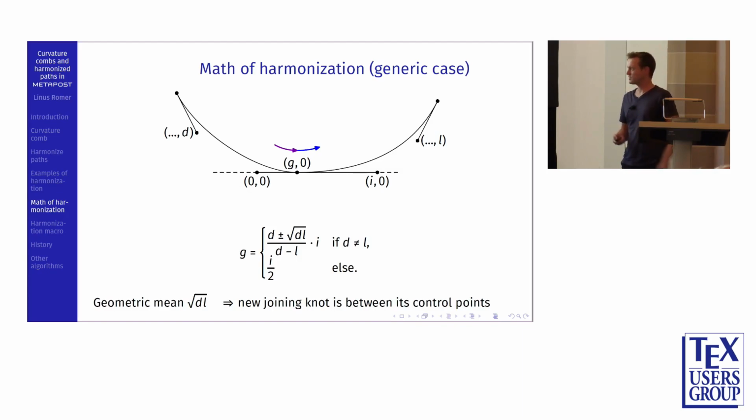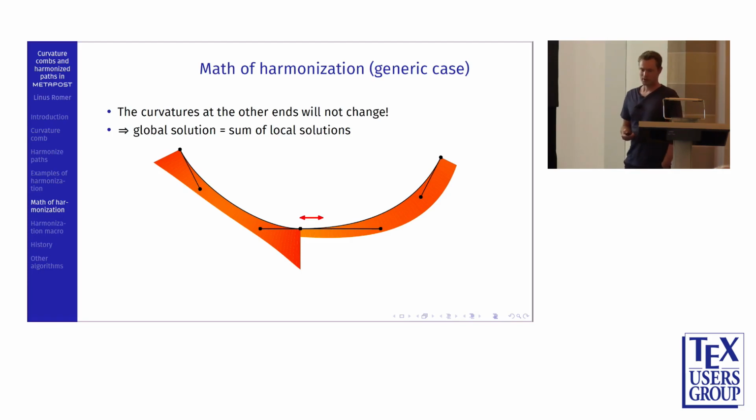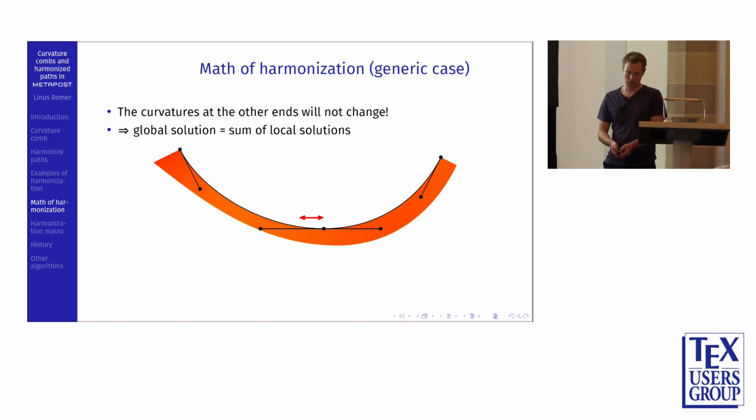And the nice thing is that the square root of D times L is the geometric mean, so this makes sure that the solution is always in between these control points, so you don't get strange things out of it. Another nice property is that the curvature at the other ends, not the joining ends, will not change. So it's very easy to make a global, curvature continuous solution. So if I change back and forth, you might notice that at the very left and the very right end, the curvature was not changed.